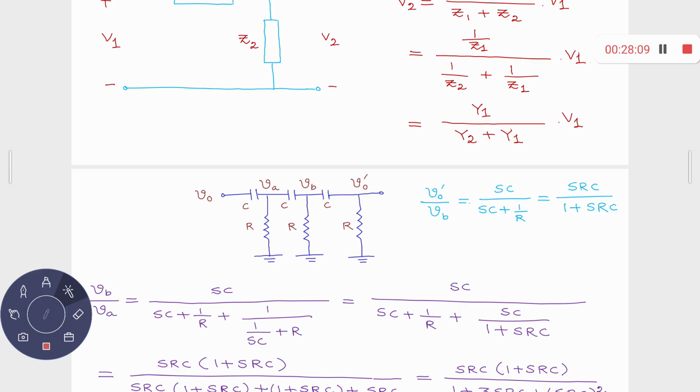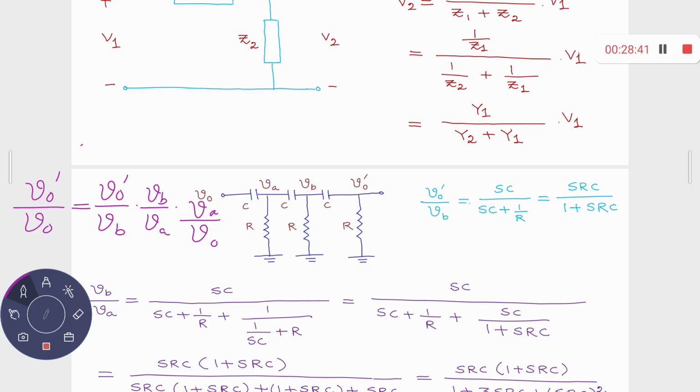We need to calculate V0 dash by V0, right? So for that, there are intermediate stages VA, VB. So accordingly, I can write like this. This is quite obvious. V0 dash by V0 is equal to V0 dashed by VB times VB by VA times VA by V0.